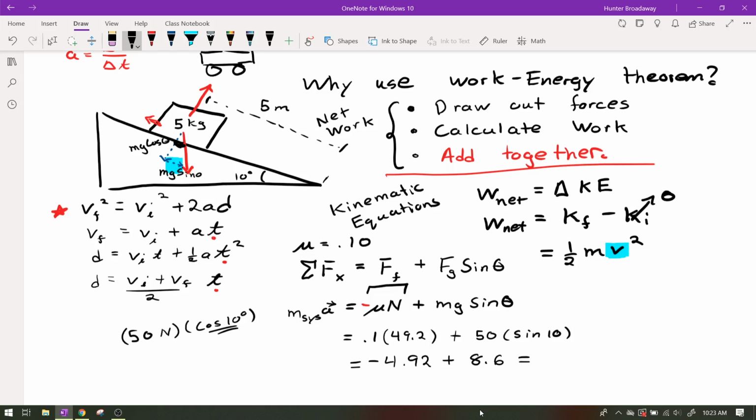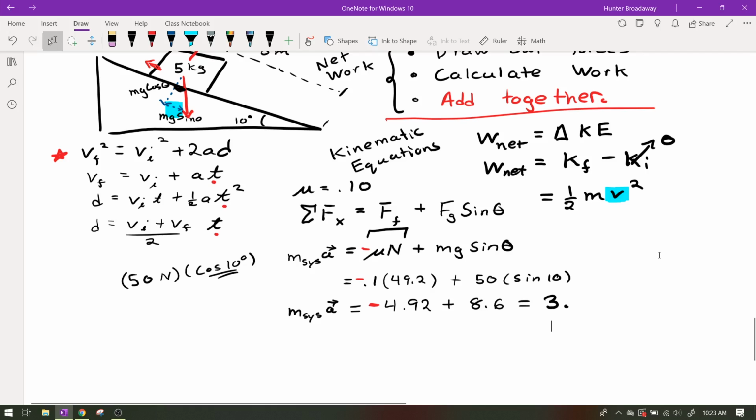Oh yeah, it's negative 4.92. Let me put that in red so that I don't forget. There we go. Red, negative. And then add those together, and that gives us the net force acting on the object. And that's equal to the mass of the system times acceleration. 3 point what? Do not say 3.14. There's no way I could have done that on purpose. Okay, good. Yeah, 3.68.